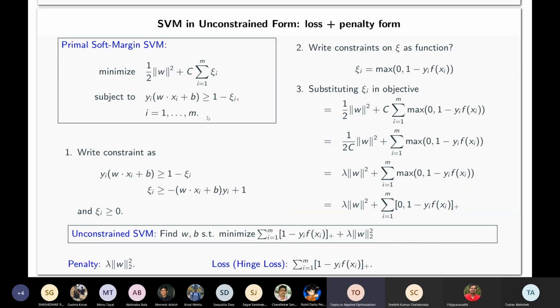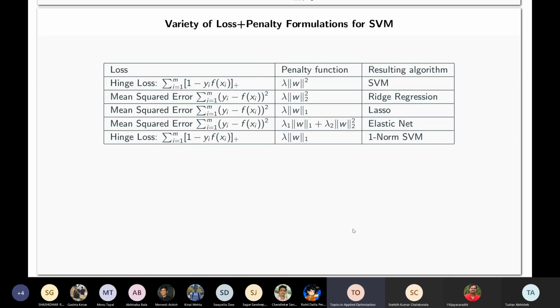And this is the so-called hinge loss. This is nothing but hinge loss, and this guy acts like a penalty term here. It turns out that SVM can be formulated into a wide variety of interesting optimization problems with different types of losses. There are a variety of loss plus penalty formulations of SVM. One possibility that we just saw is this one.